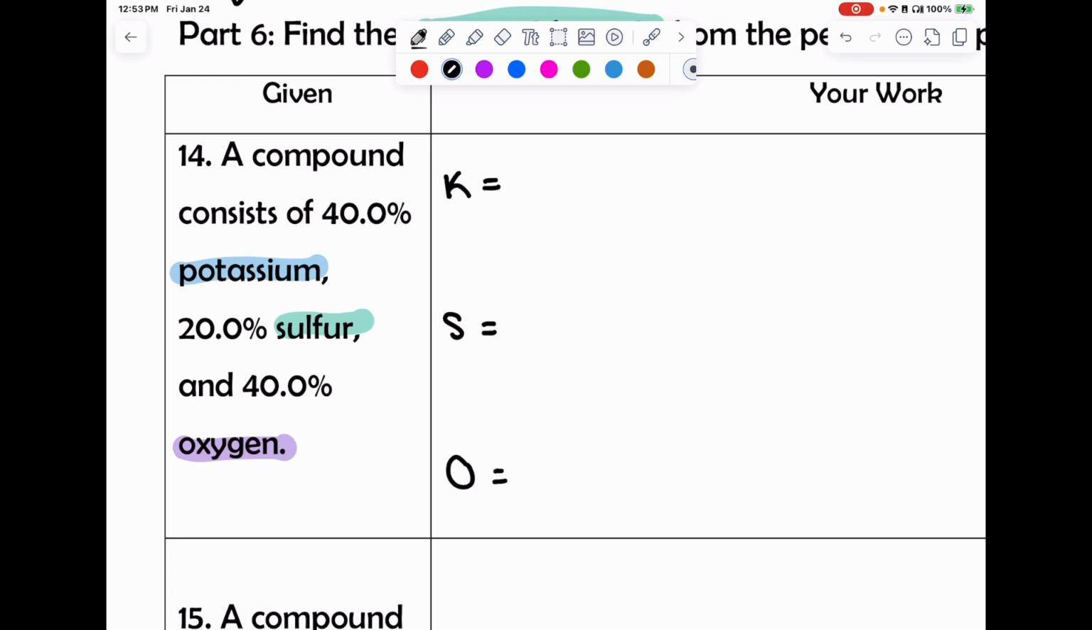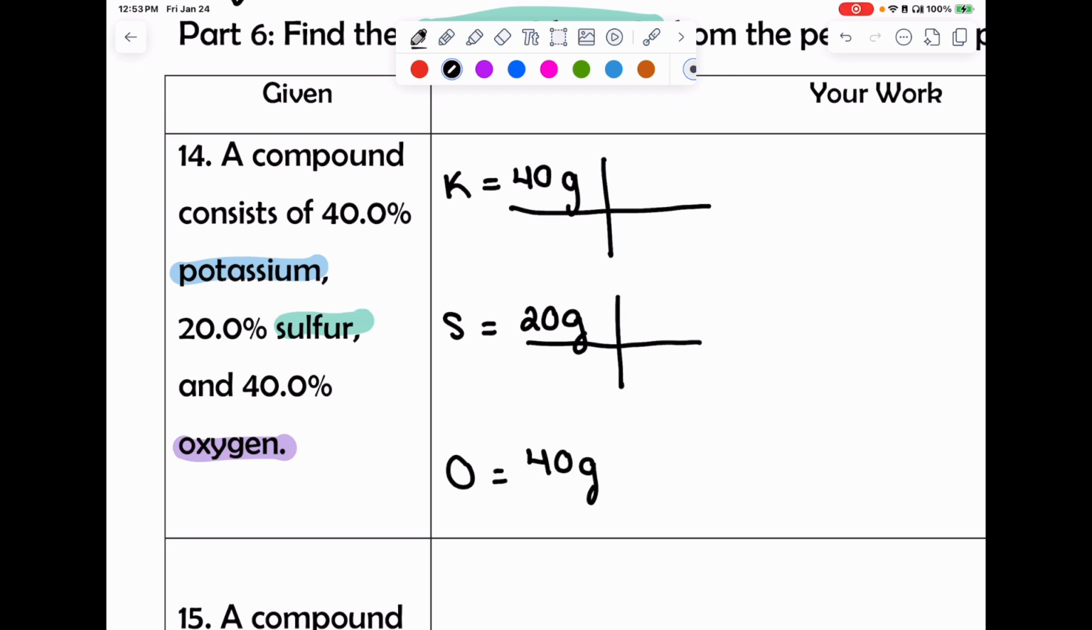I'm going to take the percentages and turn it into grams. So 40%, I'm going to change that to 40 grams. 20% of sulfur will be changed to 20 grams of sulfur. 40% oxygen, 40 grams of oxygen. And I need to change these from grams to moles to determine how many we have of each element in the compound.